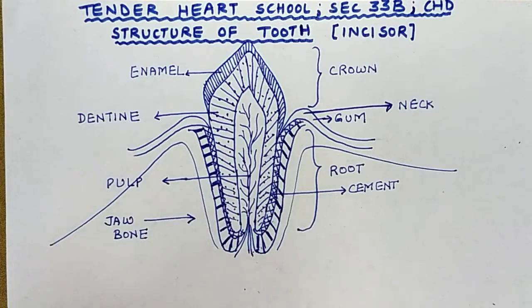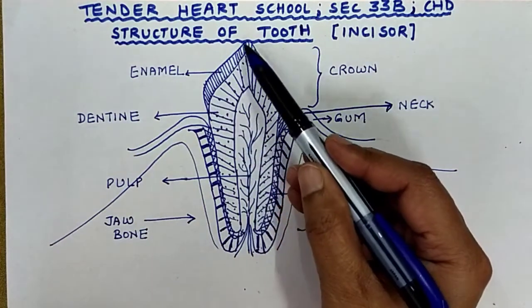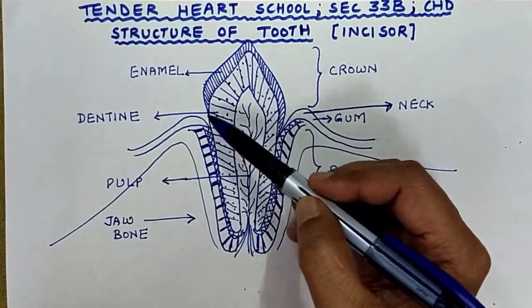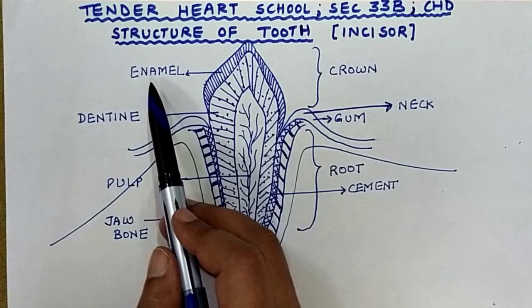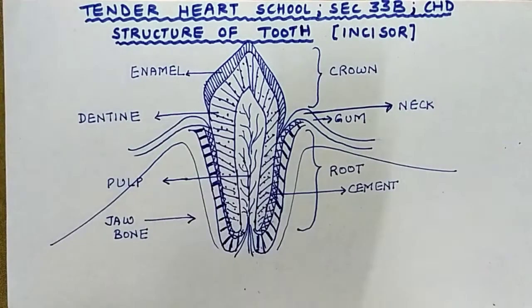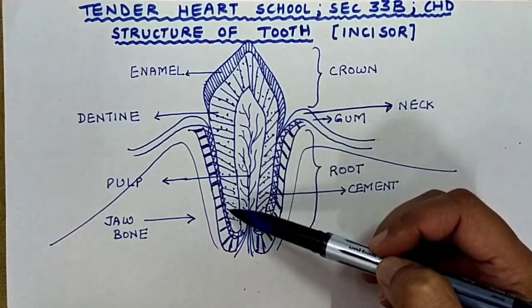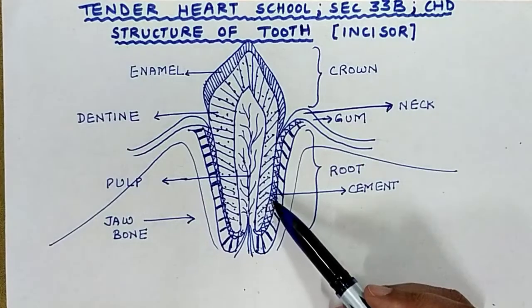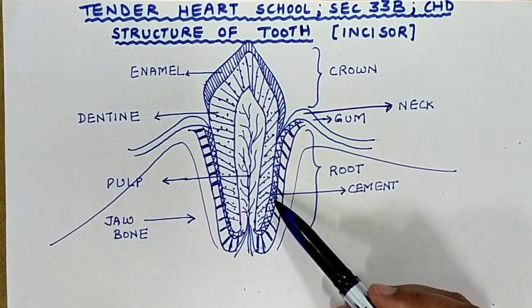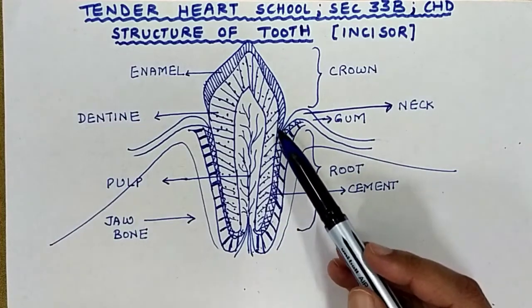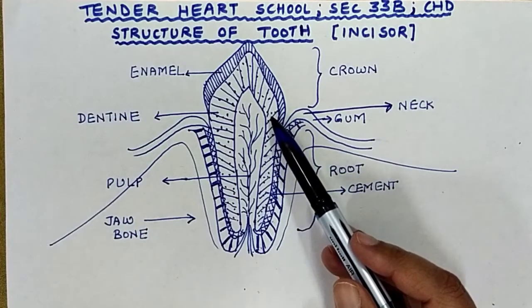Let us see again. We have the outermost, toughest, hard covering which is giving protection to the tooth, which is called the enamel. Enamel is the hardest substance in the body. Below the enamel we have this dentine. This dentine is forming the bulk of the tooth. Dentine is harder than bone, but it is not as hard as the enamel.